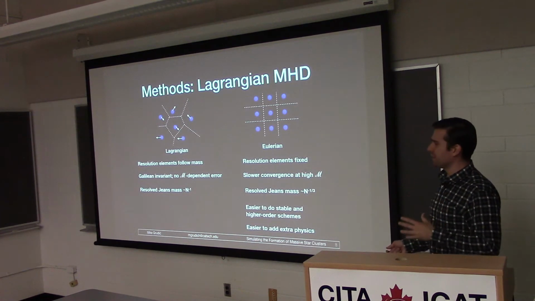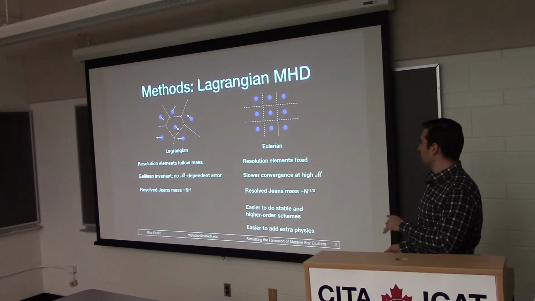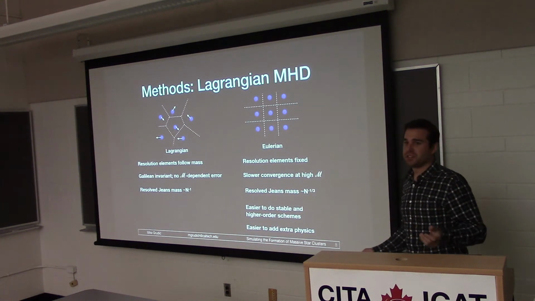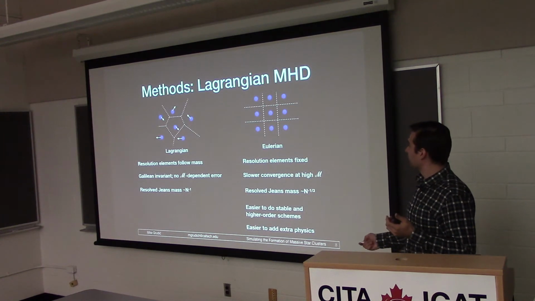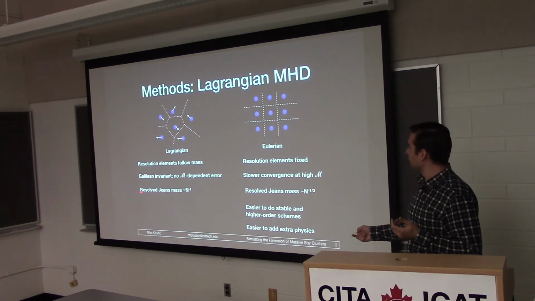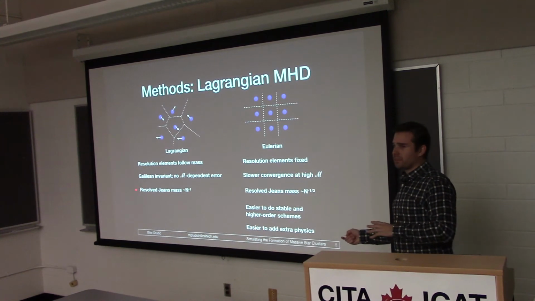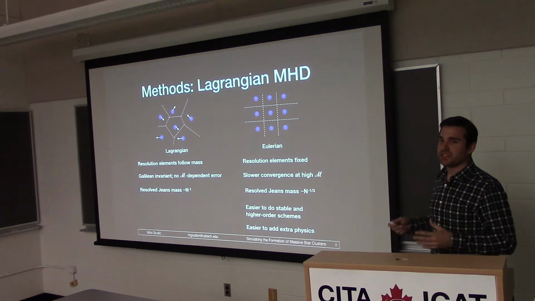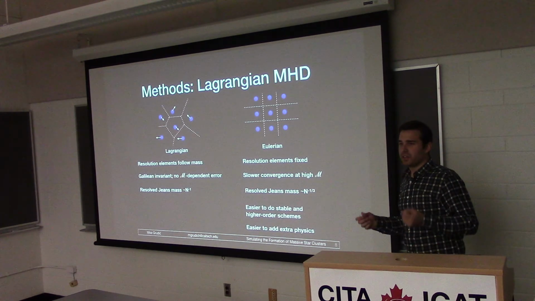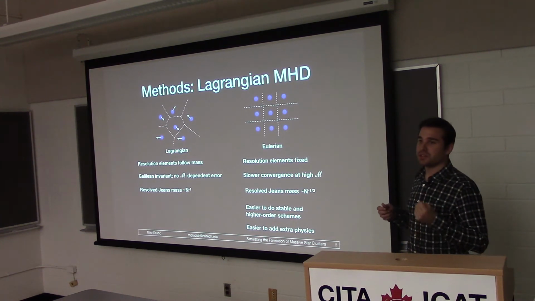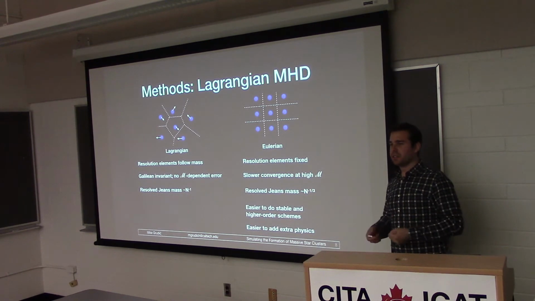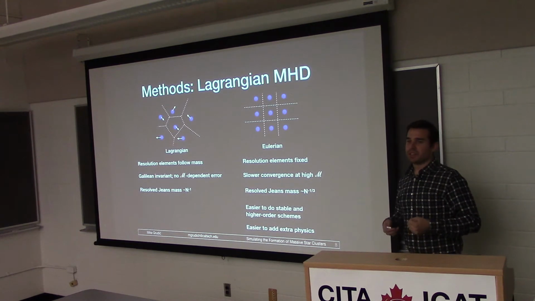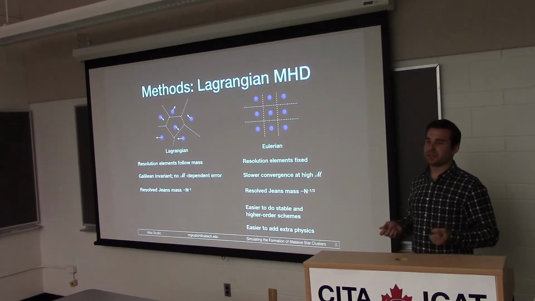But really, the thing that's probably going to change the dominance from AMR codes to Lagrangian codes in the coming years is that if you're solving a fragmentation problem where you need to resolve the Jeans mass, the scaling is much more favorable. With a Lagrangian scheme, if you want to resolve a Jeans mass that's 10 times smaller, you give it 10 times more resolution elements. With a fixed grid scheme, or an AMR scheme, you need 1,000 times more.